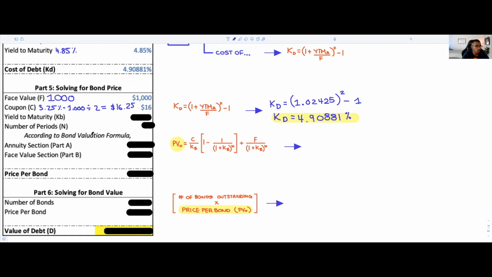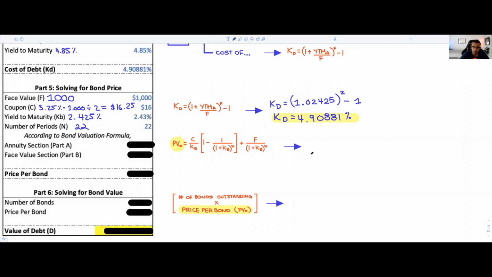And our yield to maturity was, my bad, 4.85. This one, 4.85 divided by 2. You're going to get this amount here. Our number of periods would be 22. So notice how everything that we have here is correct. Now this is rounded up, this is rounded down.